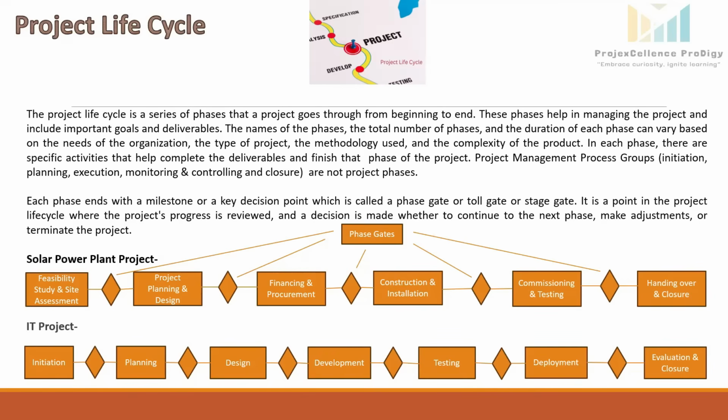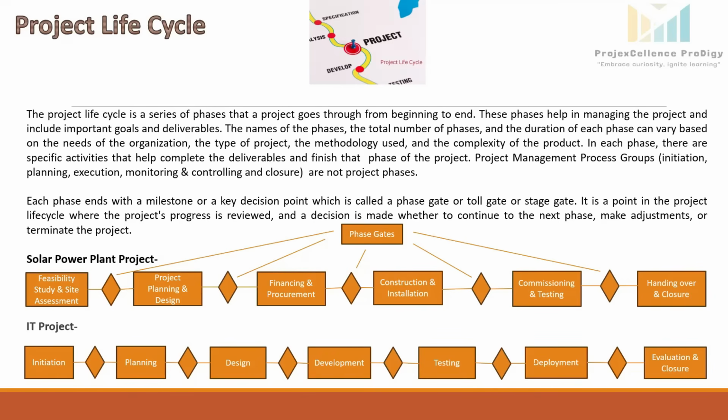We have one project to install and commission a 50 megawatt solar power plant. The project will be broken down in phases for the ease of managing the project. Here we have a total of 6 phases: feasibility study and site assessment, project planning and design, financing and procurement, construction and installation, commissioning and testing, finally the handing over and closure. And between each phase, there is a phase gate. So each phase has its own objective and deliverable.